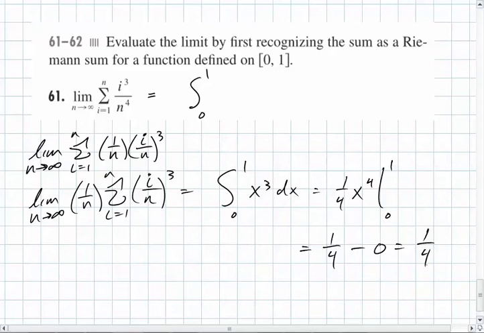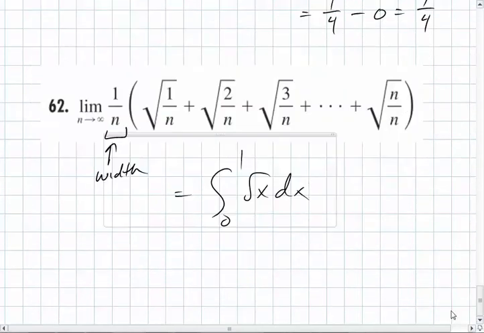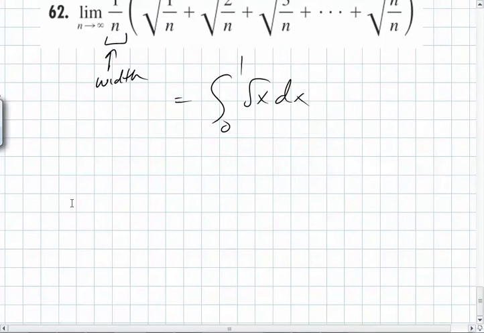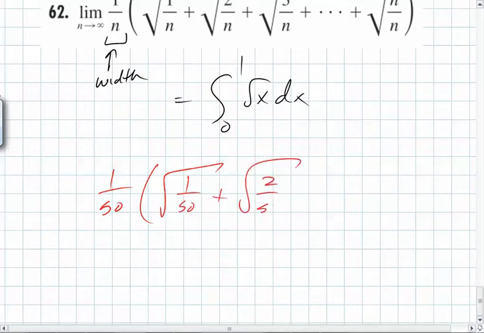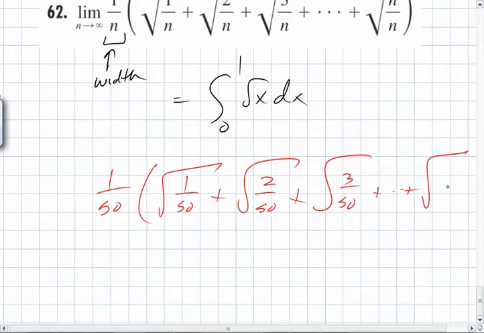So let's look at the next one. One classic AP question is something like this. The limit, how about this? If I just gave you 1 over 50 times the square root of 1 over 50 plus the square root of 2 over 50 plus the square root of 3 over 50 all the way to the square root of 50 over 50, I'll just say the square root of 1, okay? Just make it even a little bit more general. What does that approximate?